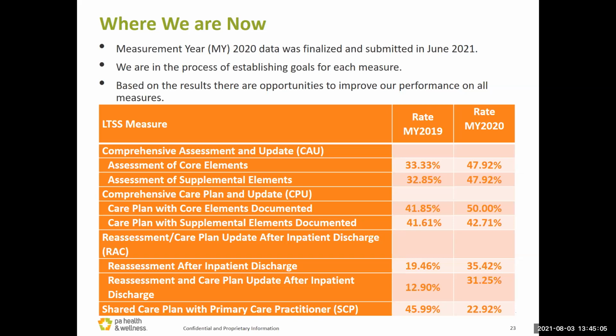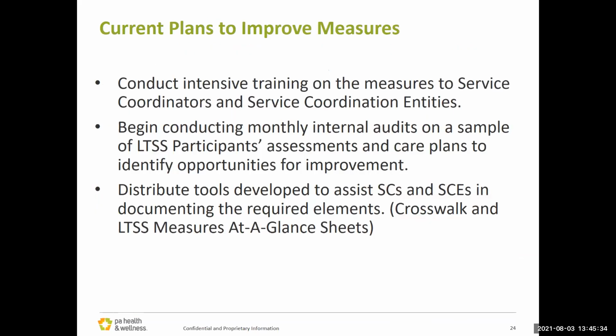There's a lot of measures and a lot of rates on here, but the most important thing to look at right here is we made some progress from 2019 to 2020, but we are not posting rates as good as the other plans in some areas. So that's why we're doing this training, so that we all can get a better understanding of how we can improve the rates. So based on the results, we've identified opportunities to improve. So with that, why don't we move to the next slide?